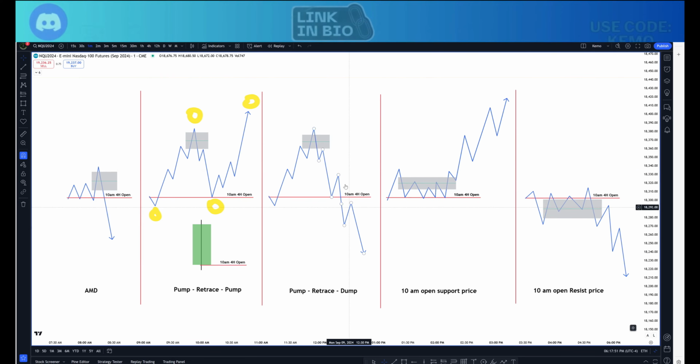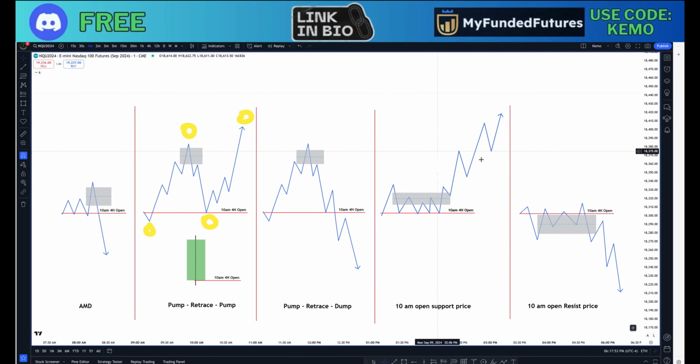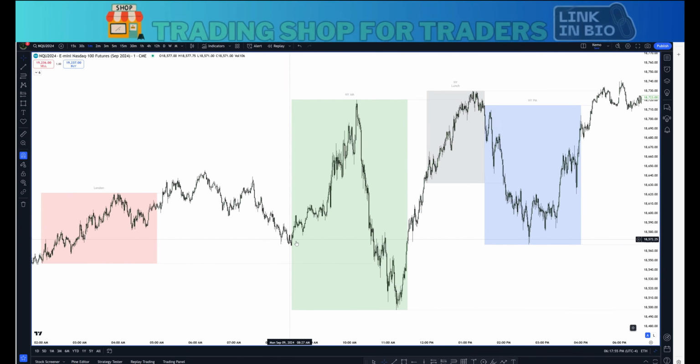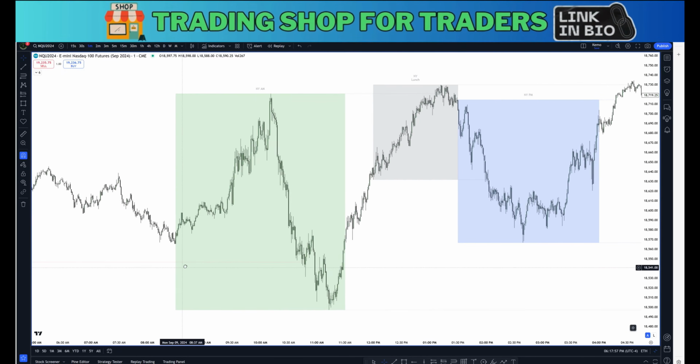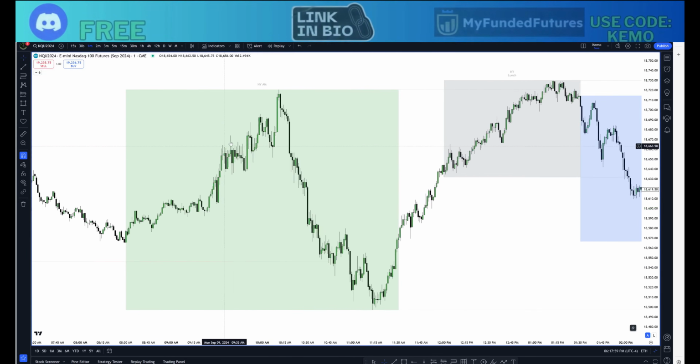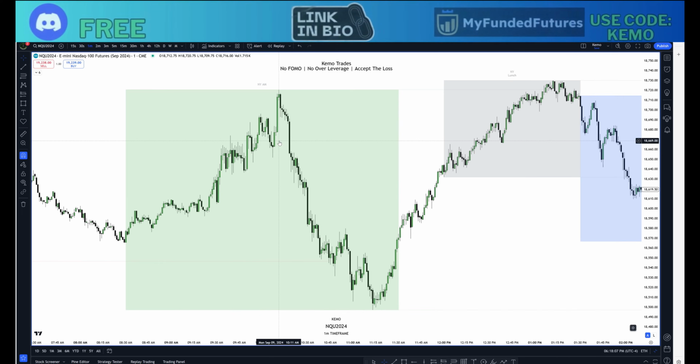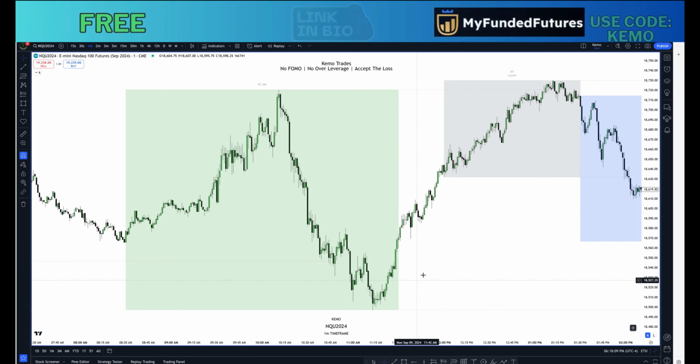So enough of the concept, the foundation. I'm pretty sure a lot of you already know what it is. Now let's look at some examples. So here, looking at this day, this is September 9th, which is a Monday.